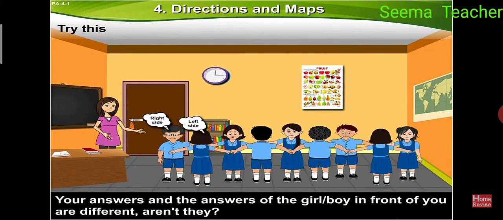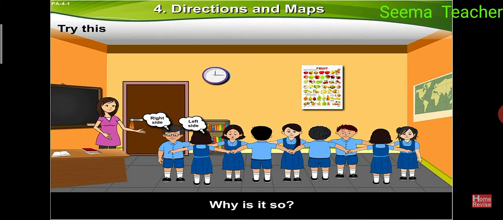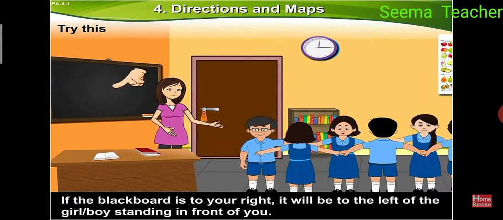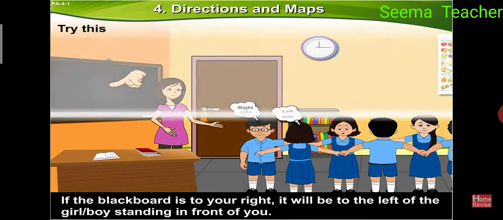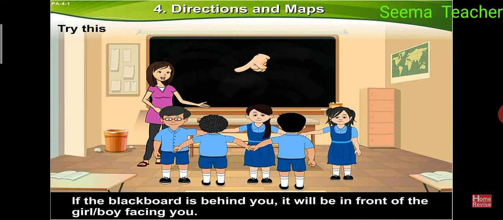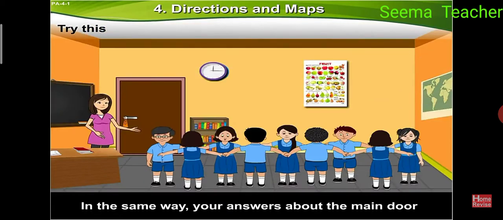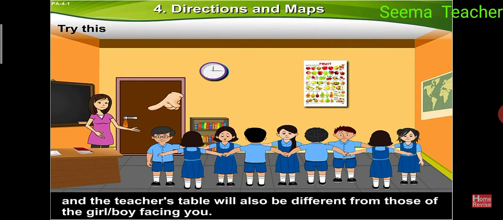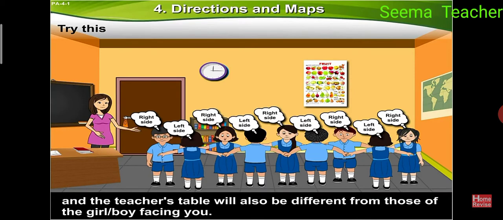Your answer and the answer of the girl and boy in front of you are different, aren't they? Why is it so? If the blackboard is to your right, it will be to the left of the girl and boy standing in front of you. If the blackboard is behind you, it will be in front of the girl and boy facing you. In the same way, your answer about the main door and the teacher's table will also be different from those of the girl and boy facing you.